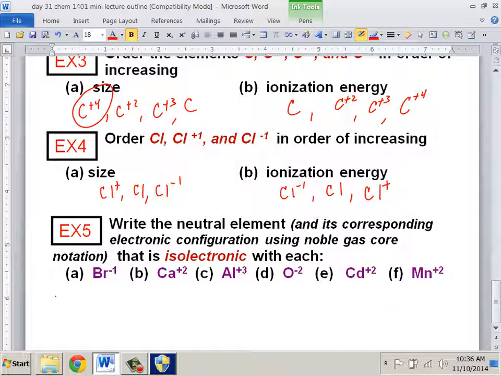So they want the neutral element. The neutral element is Kr. And then its electron configuration. So it wants both for every question: the neutral element and the noble gas core notation. So if I lost you, just ask.